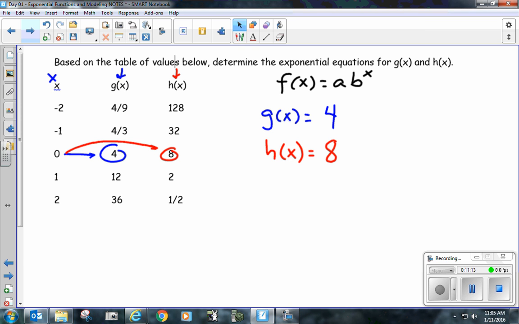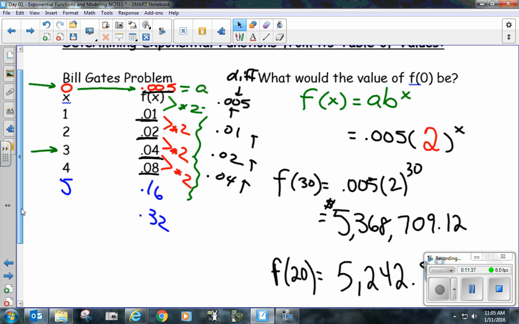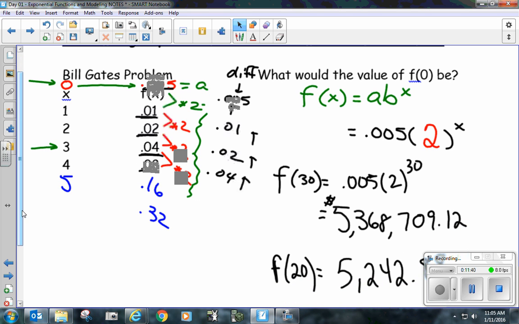Now, what is my b value? What's my factor? What's the b value? Donovan. How do we find the b value here? What did you tell me the b value was? You came up with that answer. 2. It was 2. These two being doubled. Yeah, because this was being doubled.